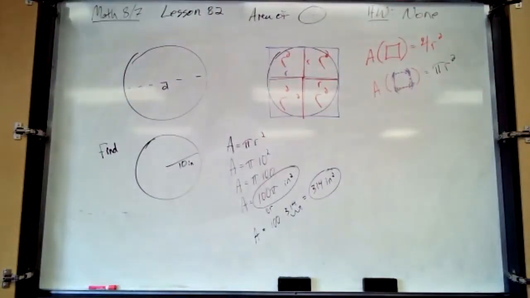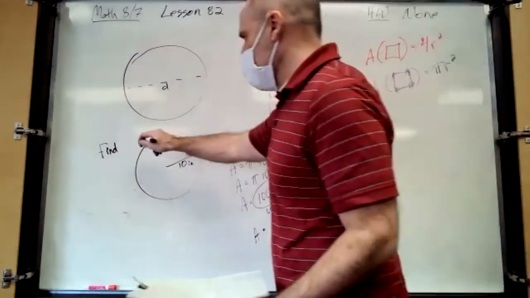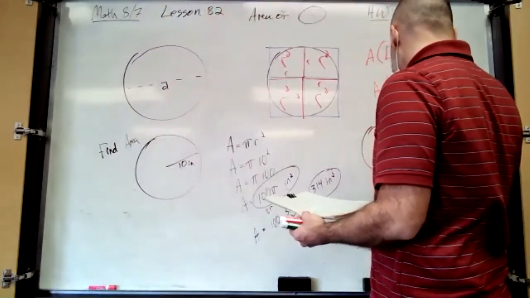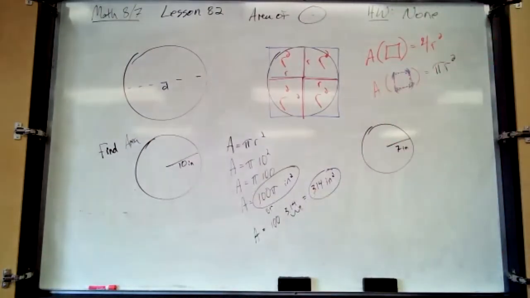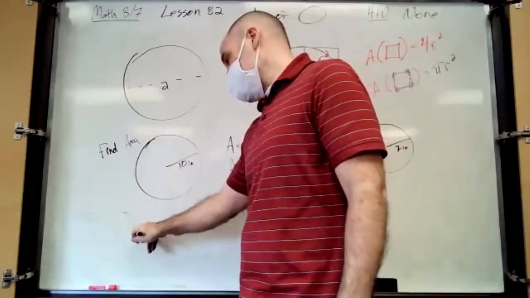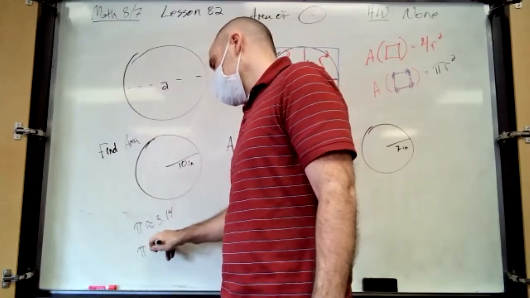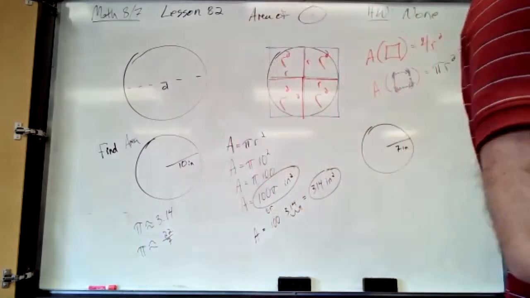Okay, you guys want to do one more, and then we'll call it good. Here we go. Let's find the area here. I meant to say find the area of this circle. Now this one you can't do in your head, but you guys know the other estimation for pi? There's two estimations. Pi is approximately 3.14, but it's also 22 sevenths.